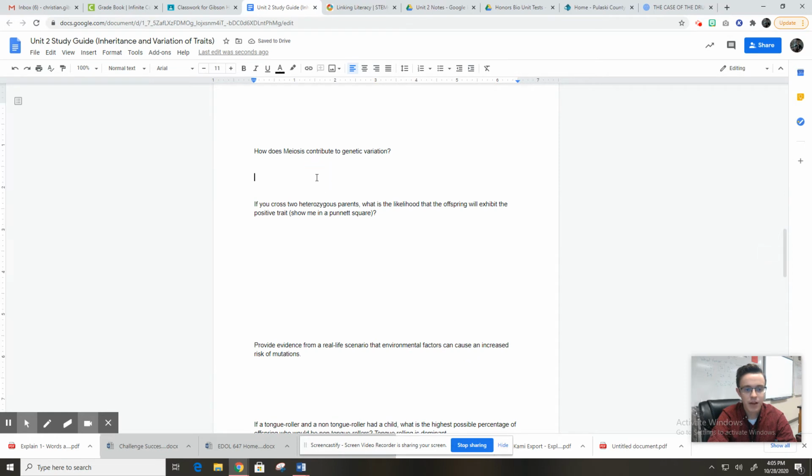Cool. How does meiosis contribute to genetic variation? Well, there are two ways. The first way is crossing over.